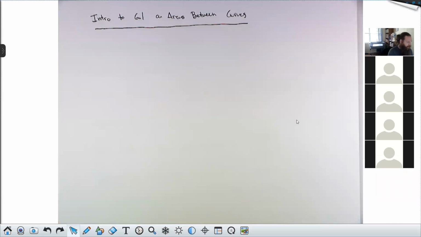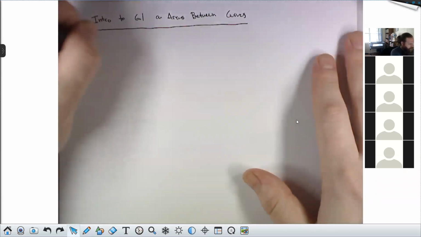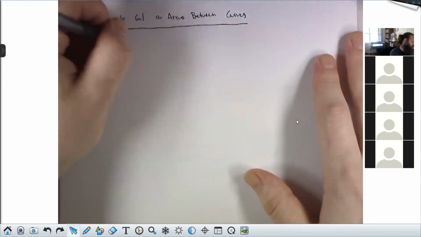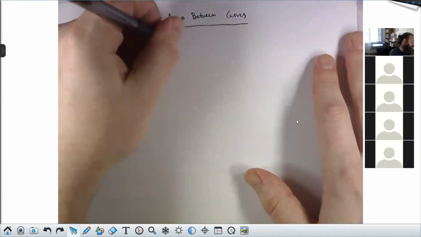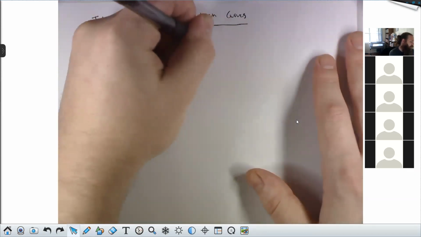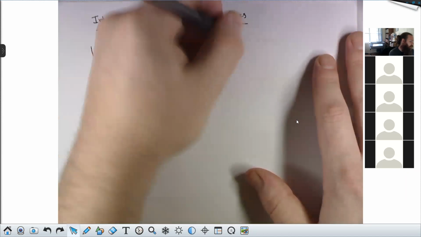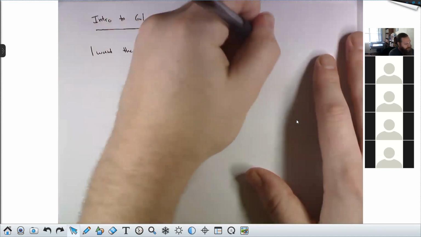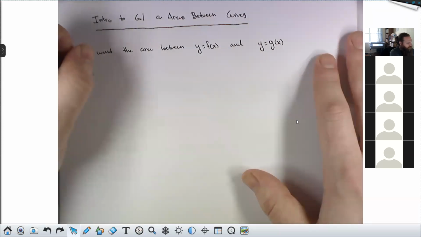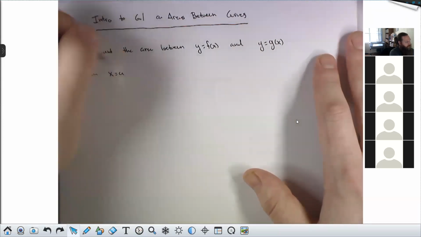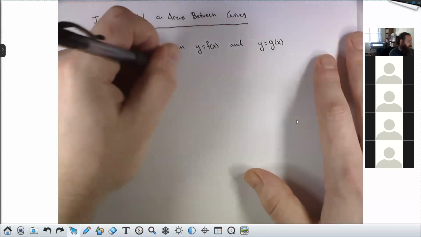So suppose you want to find the area between the curve y equals f of x and the curve y equals g of x from x equals a to x equals b.